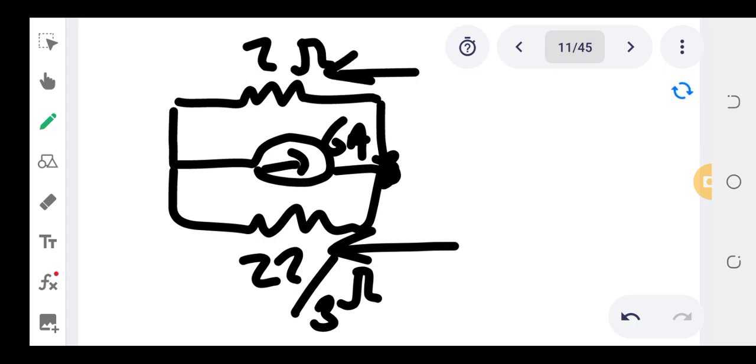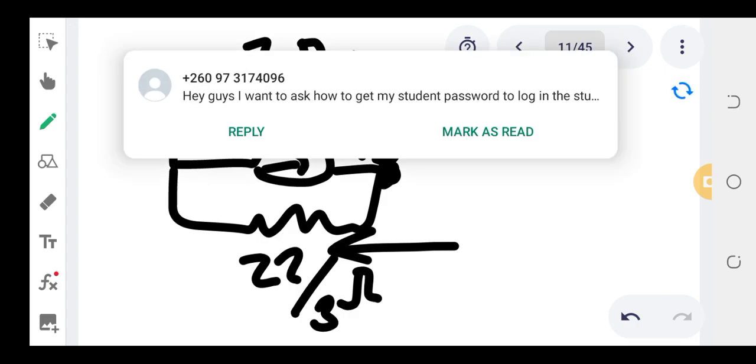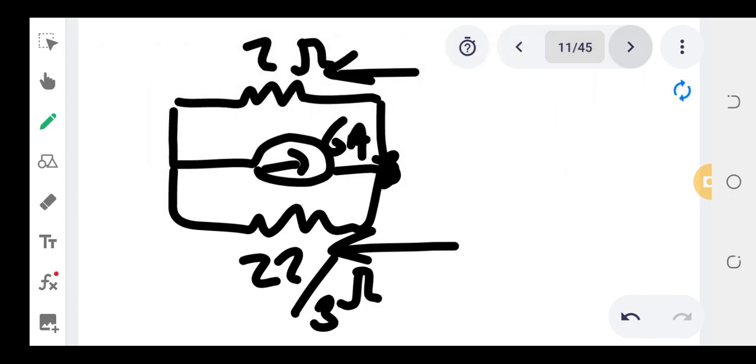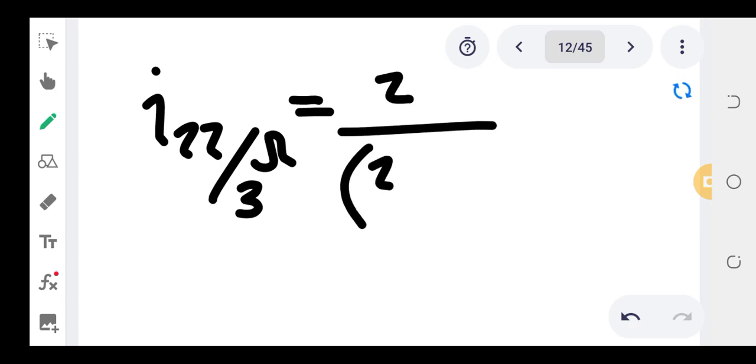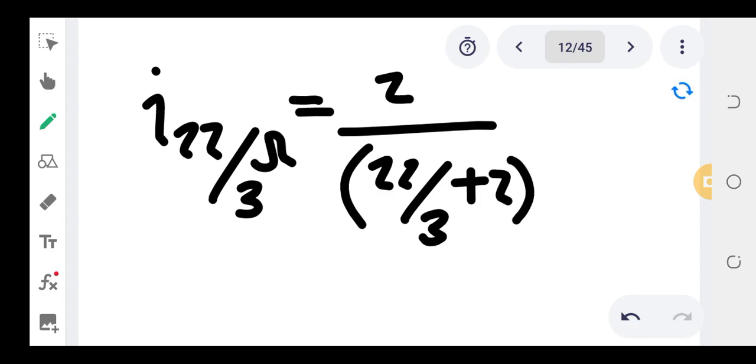In this case, I'll start with the current that is going through the 22/3 ohms resistance. The current going through the 22/3 ohms resistance is equal to 2 divided by 22/3 plus 2 times the current there. So the current is 6. So we say 2 dividing 22/3 plus 2.